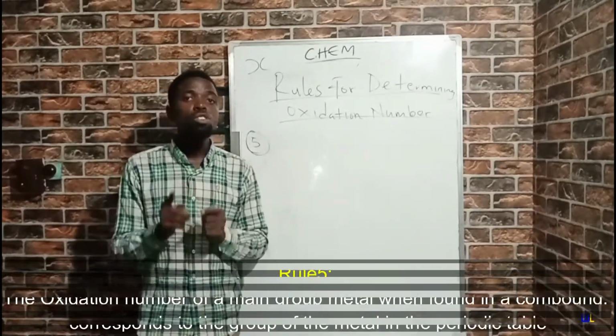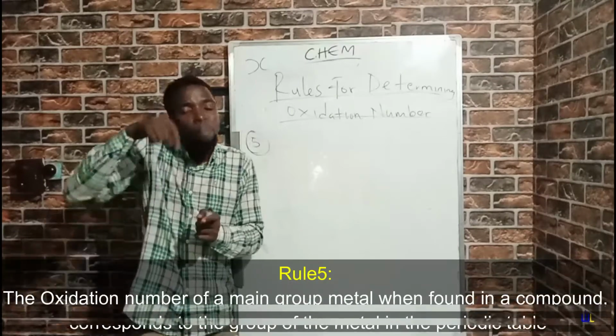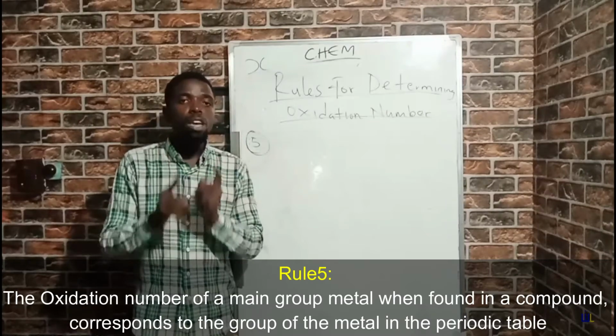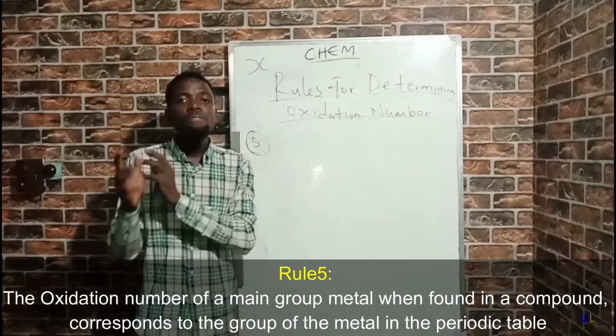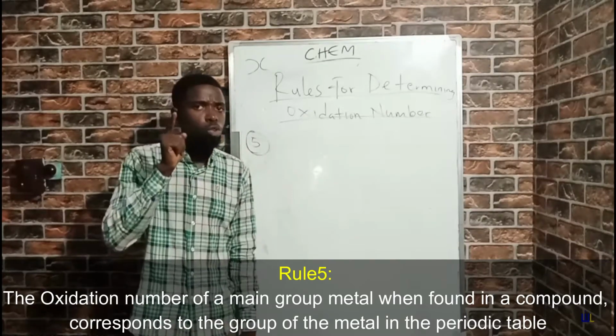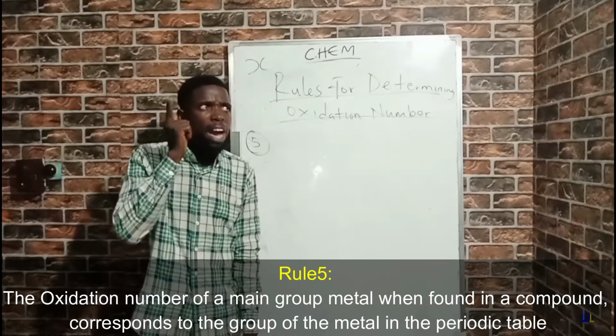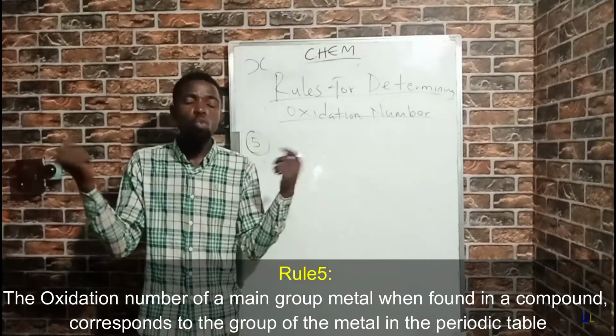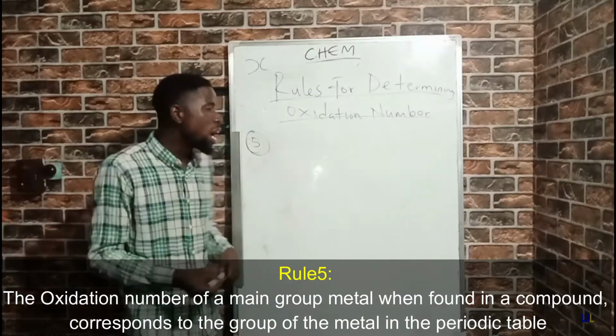The oxidation number of a main group metal, when found in a compound, corresponds to its group. So the implication is, if I know the group of my main group metals, I have the oxidation numbers whenever they are found in a compound. I don't mean when they are alone.